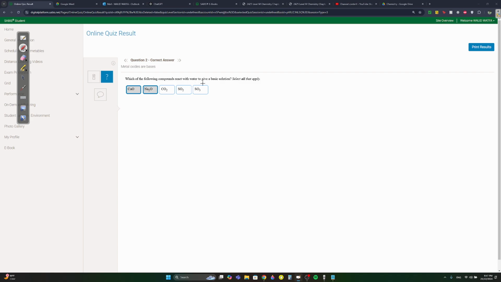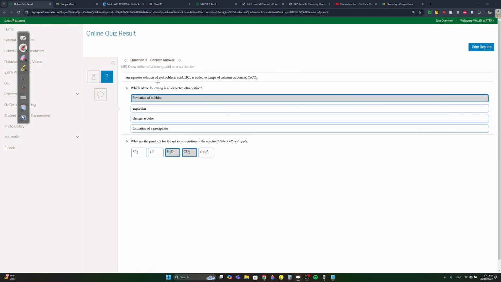Which of the following compounds react with water to give a basic solution? Basic solution comes from all the basic oxides. CuO is a basic oxide, Na2O is a basic oxide. CO2 is acidic, SO2 is also acidic, SO3 is also acidic.